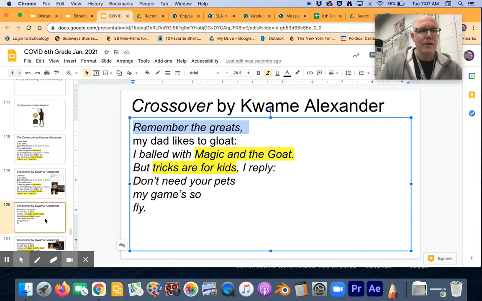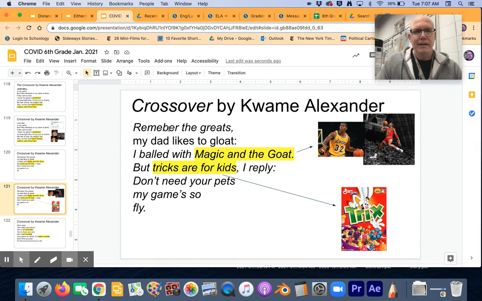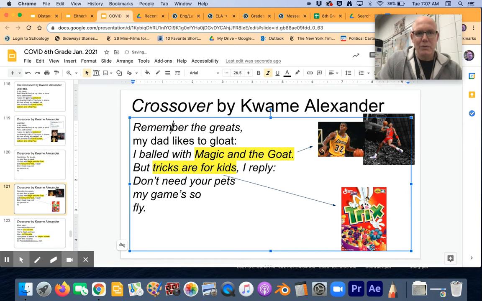All right. So next slide. This is where we pick up this other information. So Magic and the GOAT. This is Magic Johnson. Anytime you talk about basketball and you say Magic, it's Magic Johnson. There is the Orlando Magic, but that's not what he's talking about. There's only one Magic Johnson. The GOAT stands for the greatest of all time, and that is always Michael Jordan.